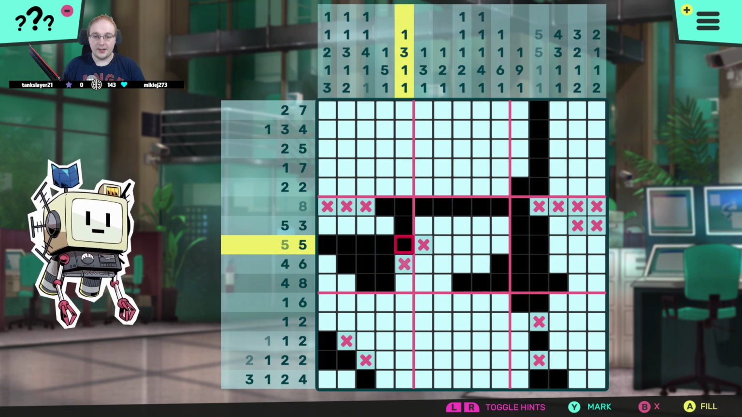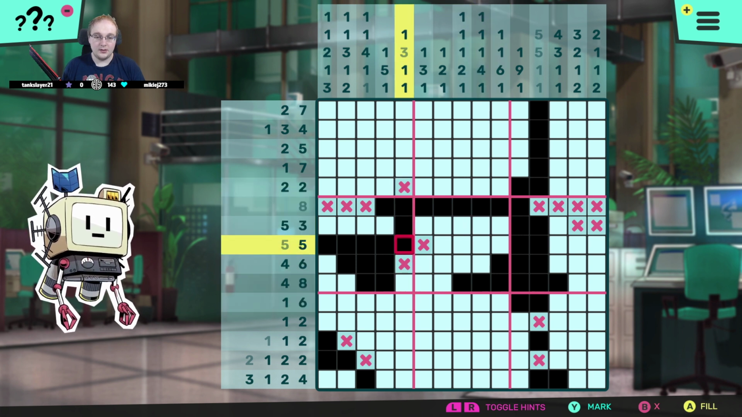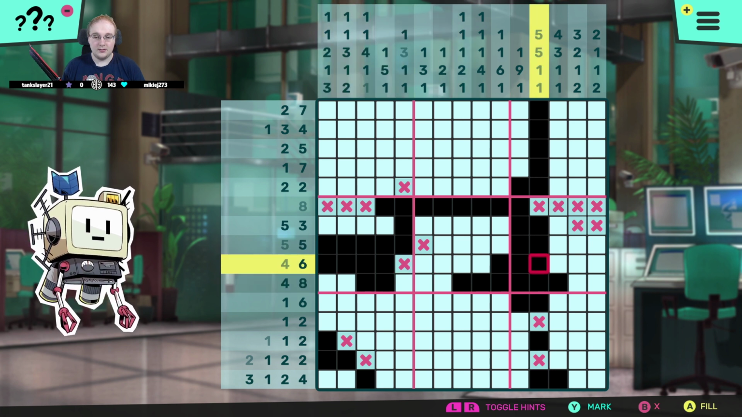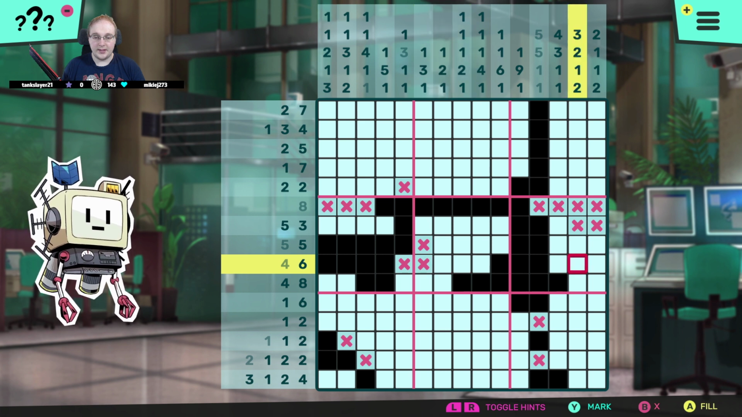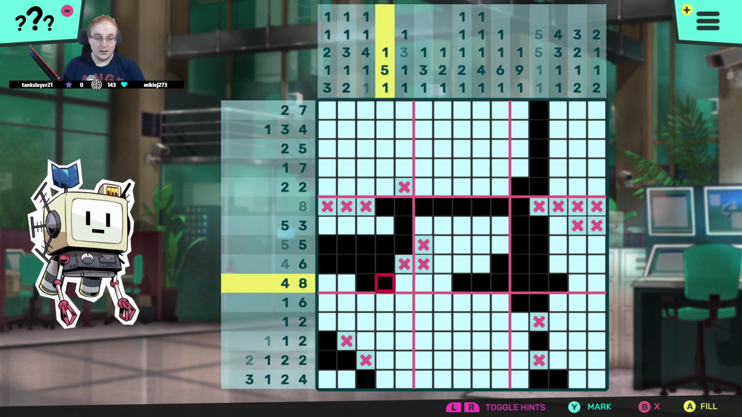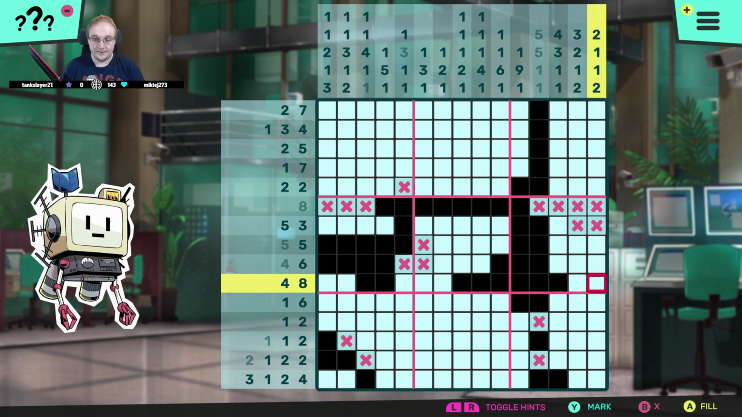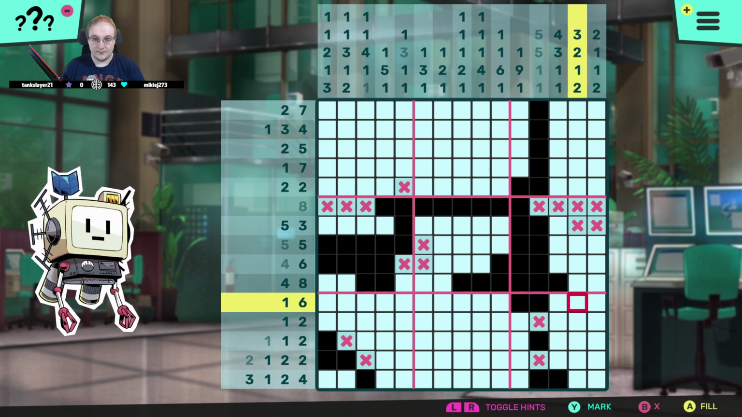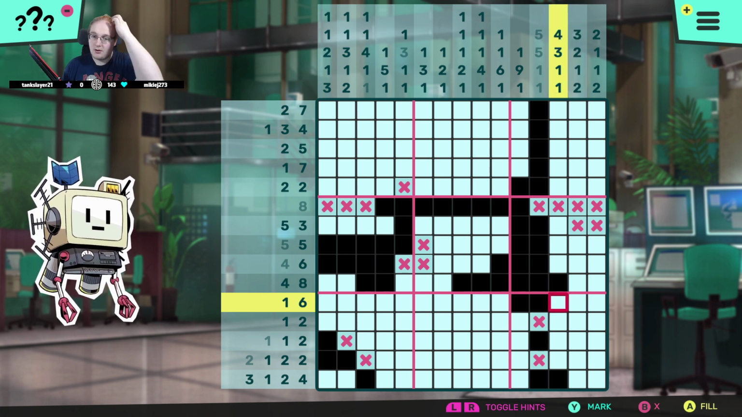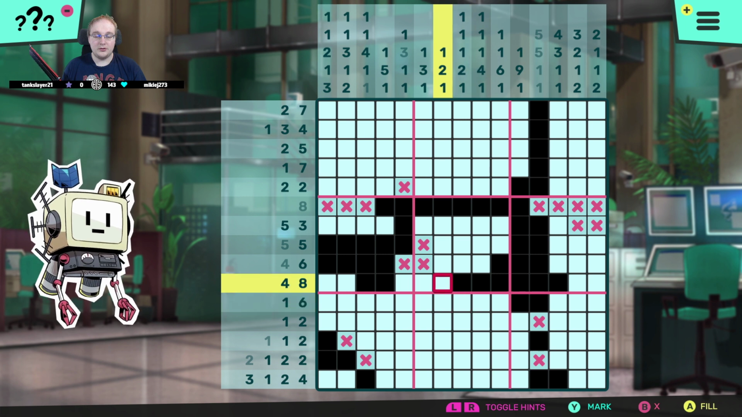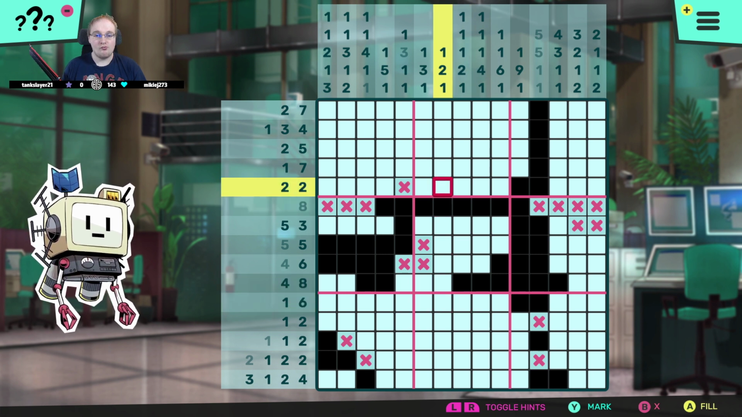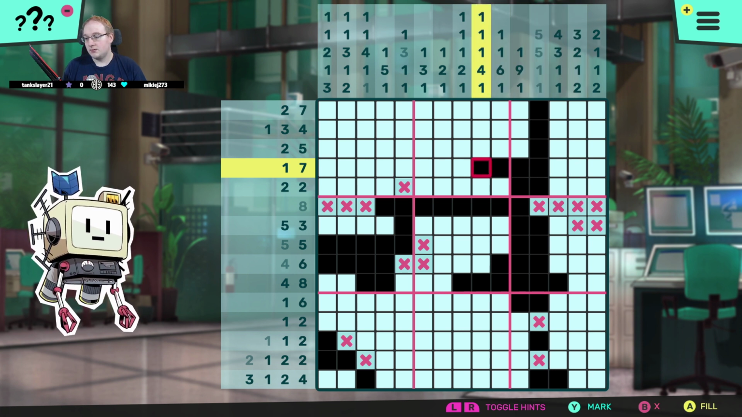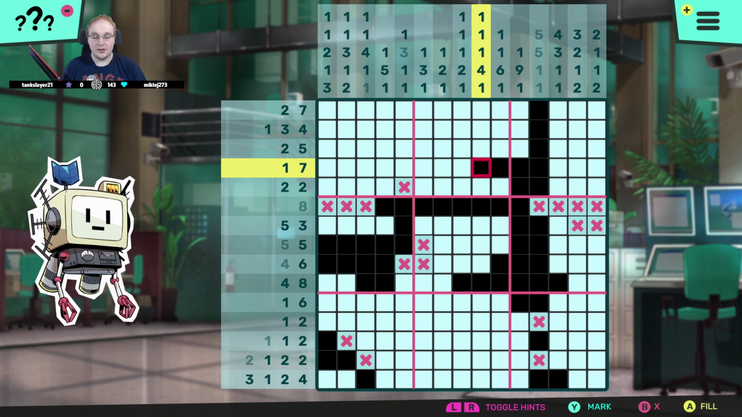1, 2, 3, 4, 5. Looks like we just found the 3 in that column, which is good. Means we've got the 4 there. 4, 5, 6, which blocks off there, which is something. Okay, more stuff needed. 1, 1, 4, 1, 1. Yeah, I've looked at that one.